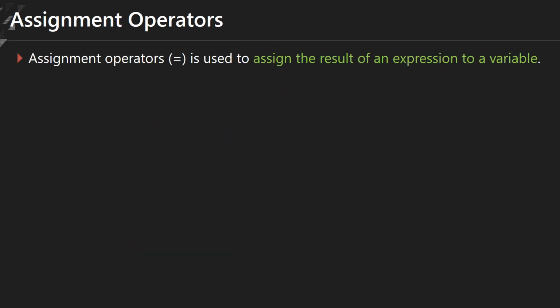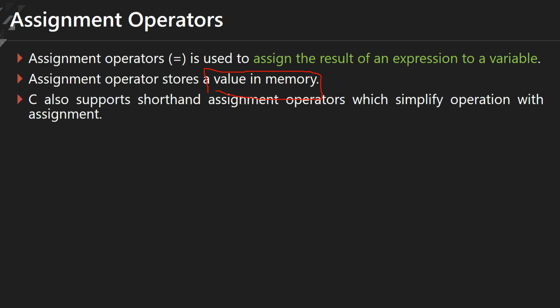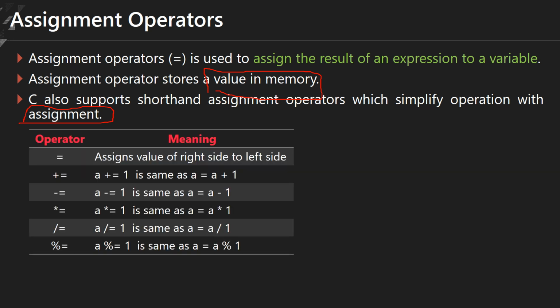Assignment operator: obviously the equal sign is used to assign a value to some other variable. The assignment operator stores the value in memory. Whatever value we are storing in a variable will be stored in one of the memory locations. C also supports shorthand assignment operators, which simplify the operation with the assignment. A shorthand operator always simplifies the operation.